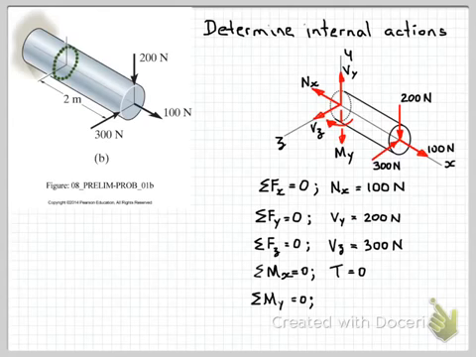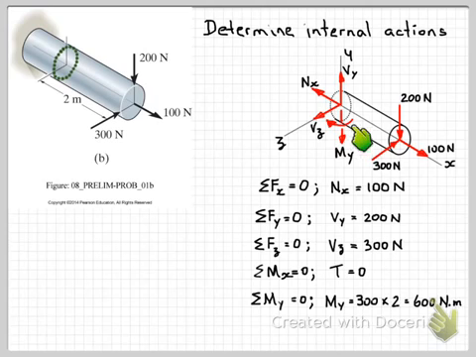So we can now write the equation. My is equal to 300 times the distance there of 2 meters, so My is 600 Newton meters.